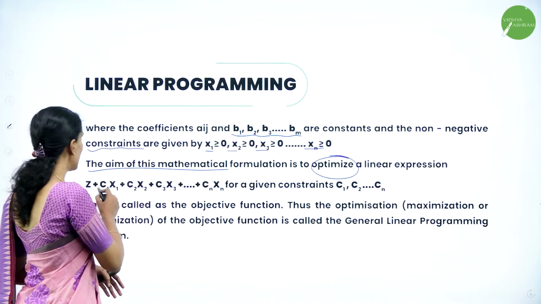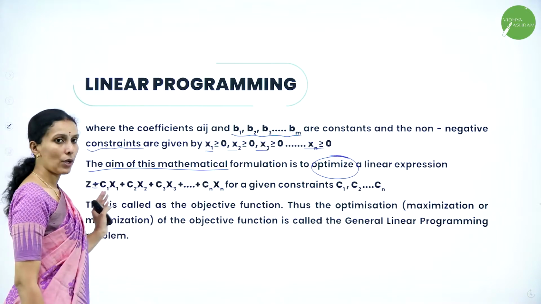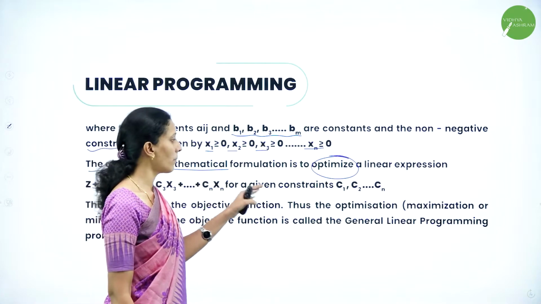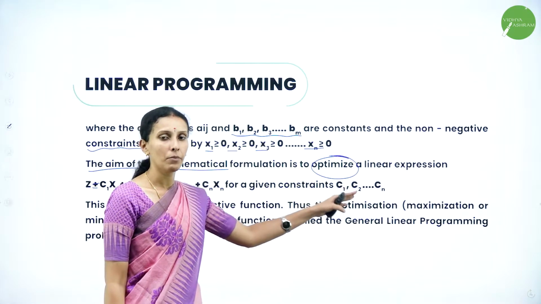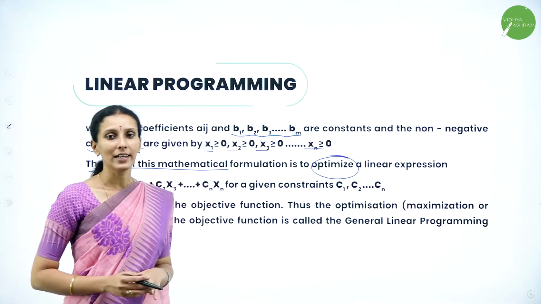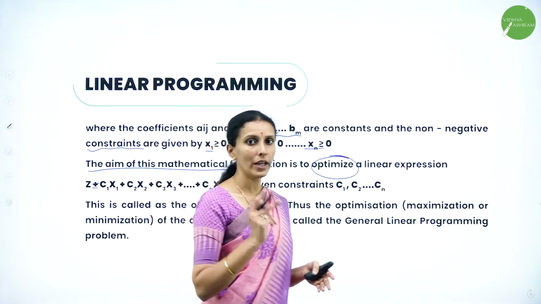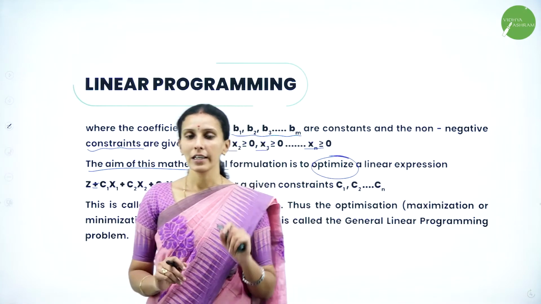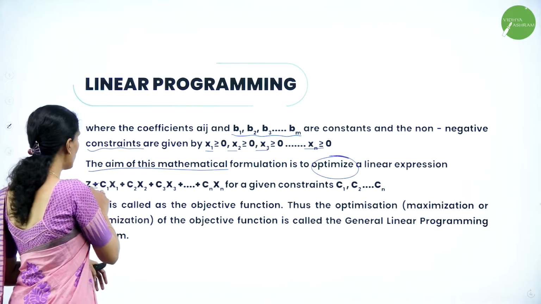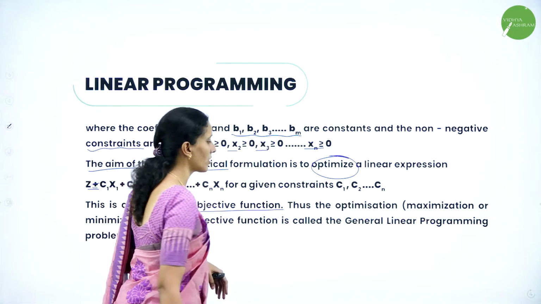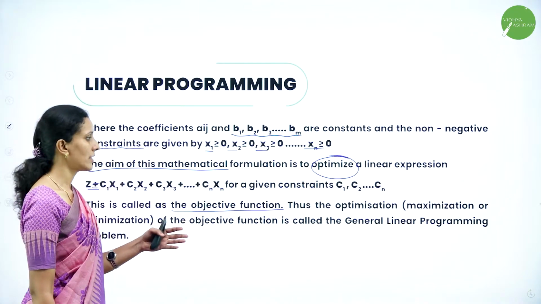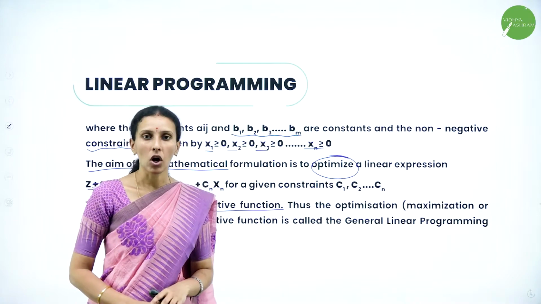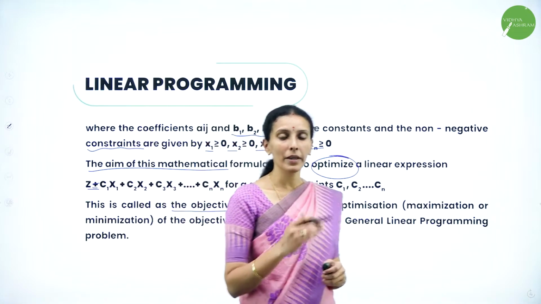So here we say z is equal to c1 x1 plus c2 x2 and so on till cn xn. Based on the number of variables, you have n number of constants. Usually we write z is equal to ax plus by, with only two linear variables x and y. That is also a linear function. So the function z is called the objective function, and the optimization, that is, the maximization or minimization of the objective function, is called a general linear programming problem.